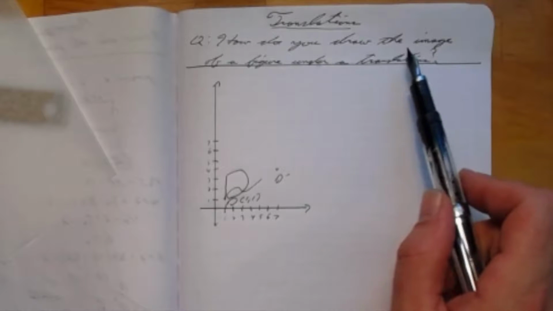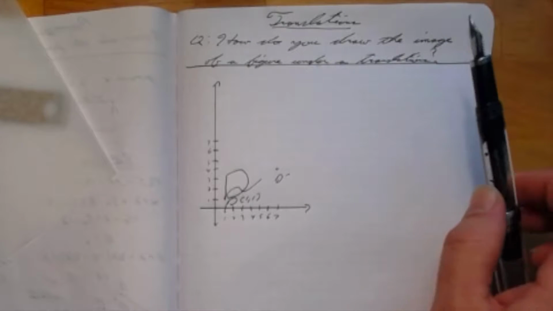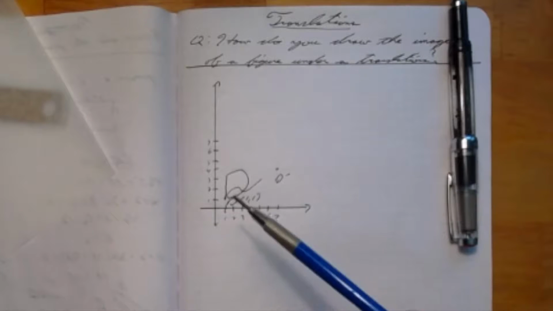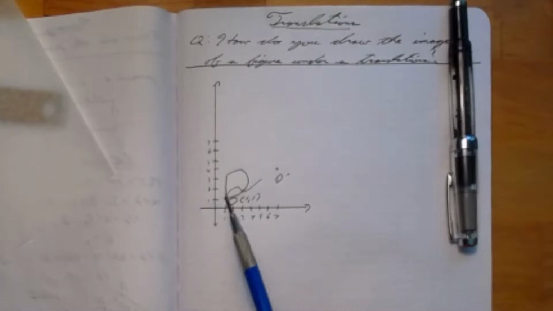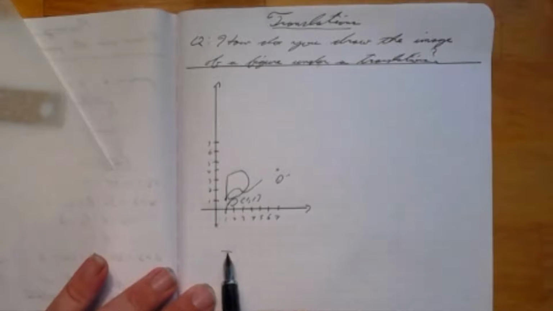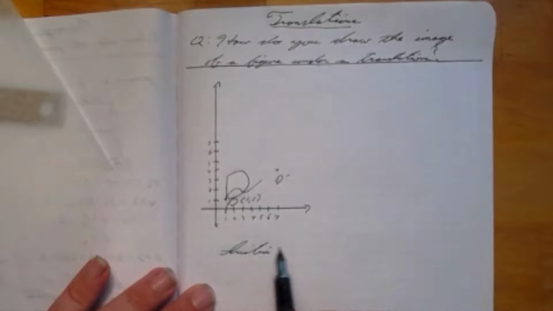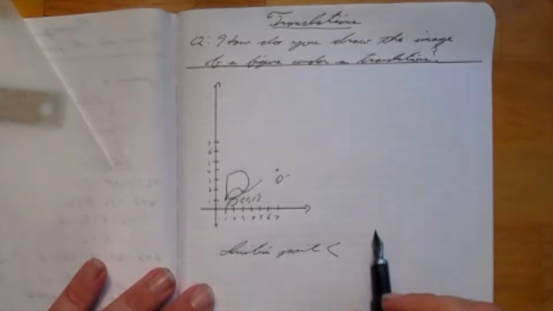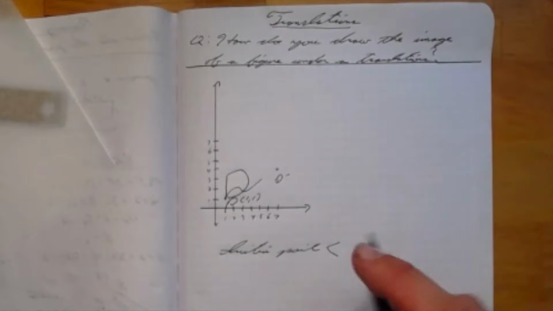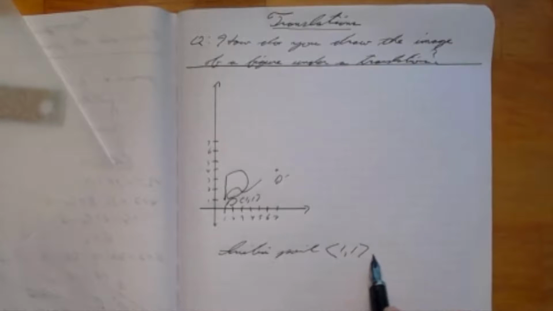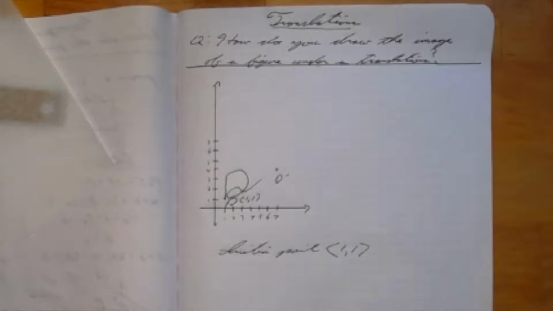We're going to be looking at translations and how to draw the image of a figure under a translation. In order to do this easily, we are using a graph, and this graph has a giant cursive D, and its initial point is located at 1, 1. So I'm going to note that down. Initial point, and instead of using a curved bracket, I'm going to use a pointed bracket. And I'm going to say that this is at 1, 1.